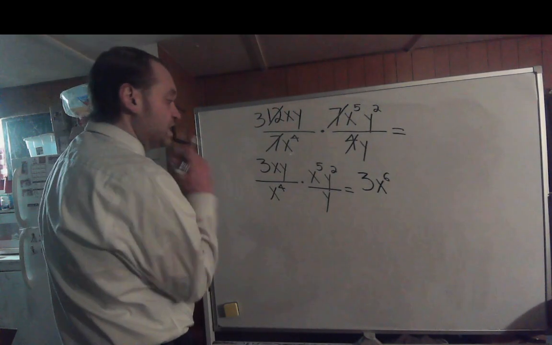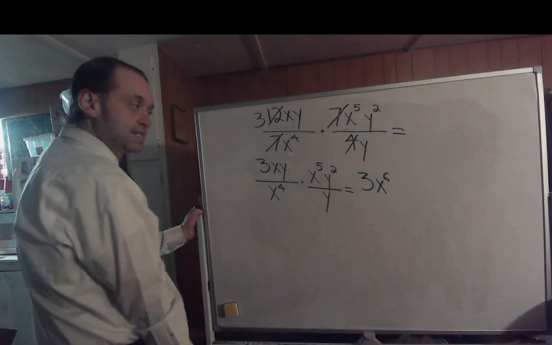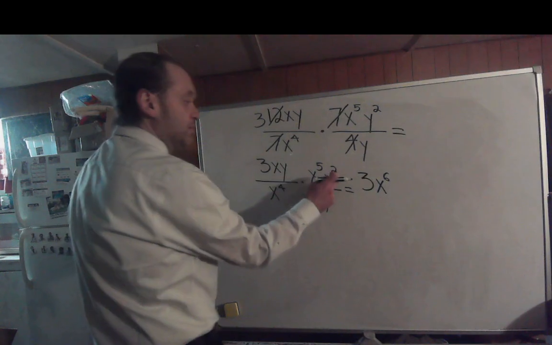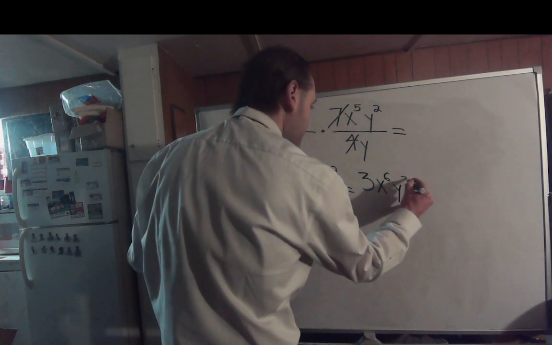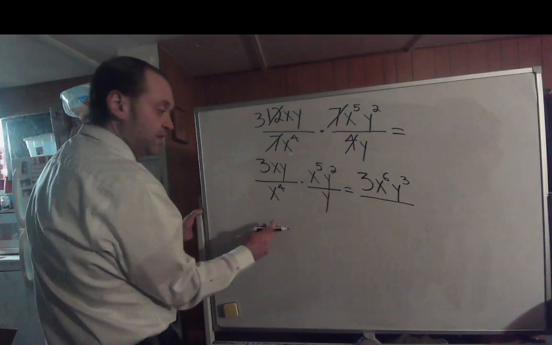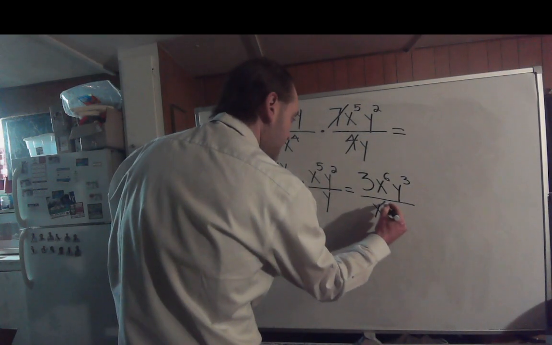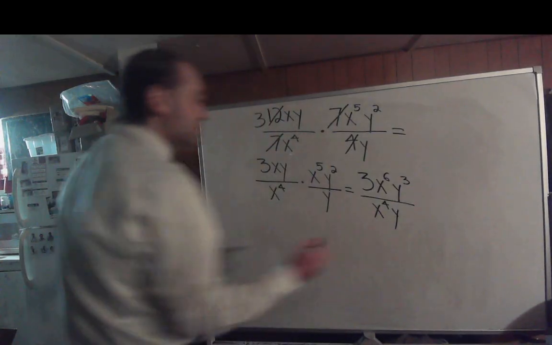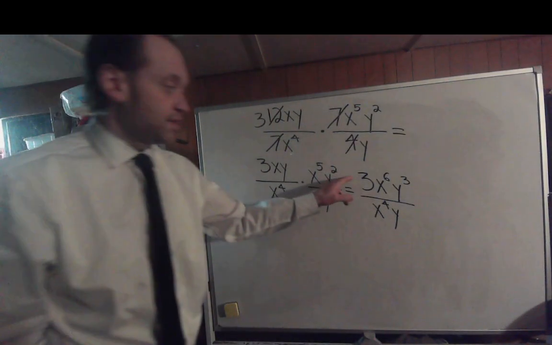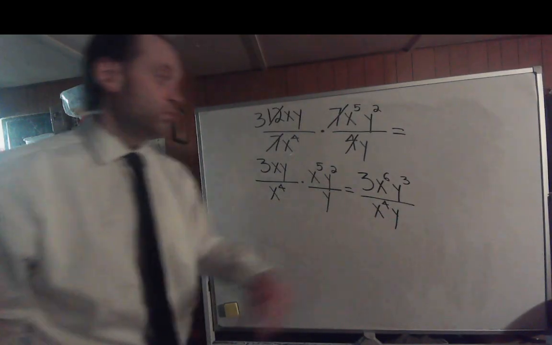And then let's see, y to the 1st times y to the 2nd. That'd be y to the 1 plus 2. So that'd be y to the 3rd. All that divided by x to the 4th y. So this turns into 3x to the 6th y to the 3rd divided by x to the 4th y.